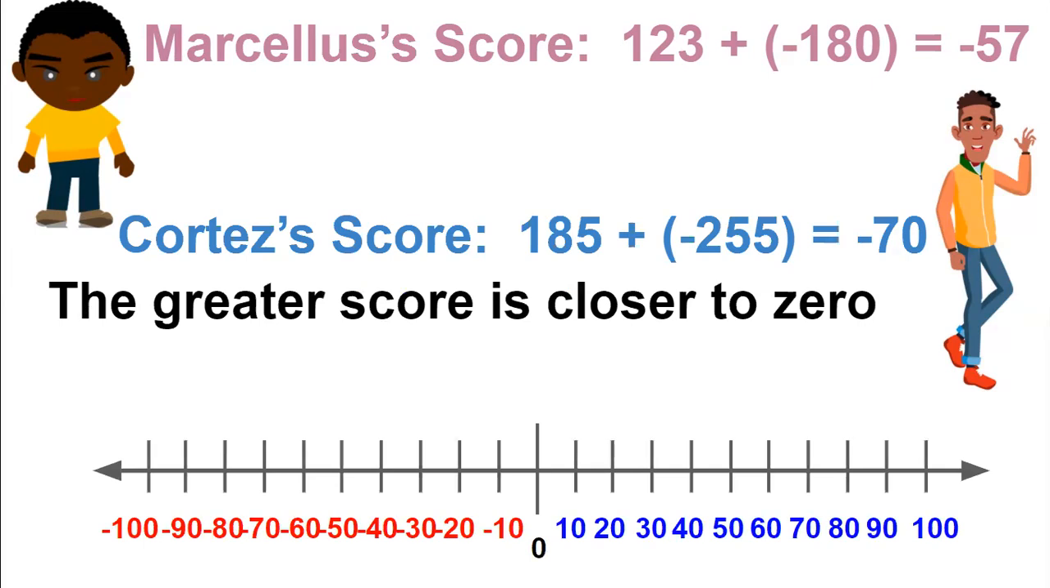So here's a number line. There's negative 57 on the number line, about. It's between 50 and 60, closer to 60 and negative 60. And where's negative 70 going to be on the number line? Let's find that. There's negative 70. So which one is closer to 0? That's going to be the higher score. Exactly. Negative 57 is a closer distance to 0 than negative 70.